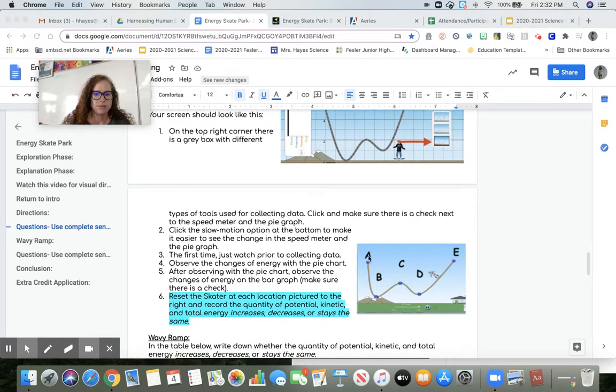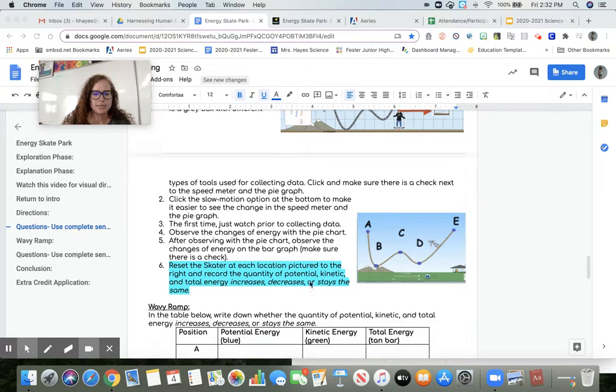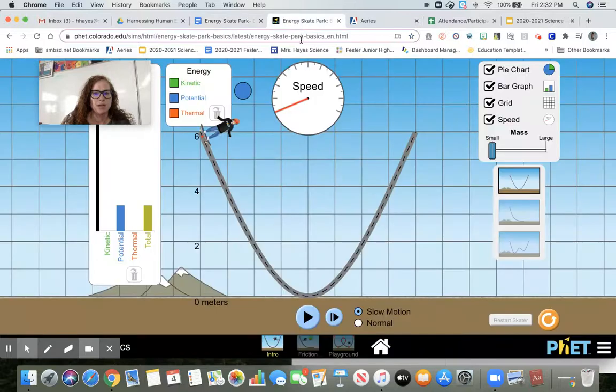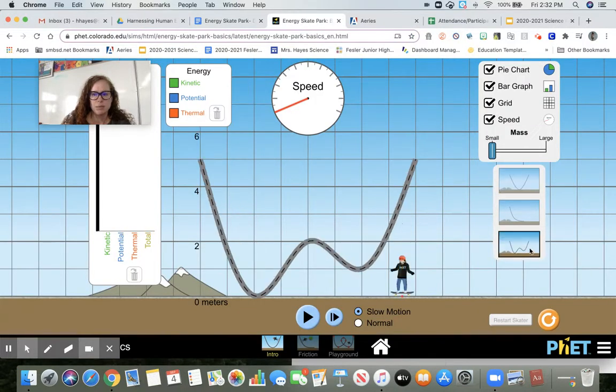So again, we're going to have this imaginary A, B, C, D, E, and we are going to do the same type of thing. We're going to look at, as the skater moves from A to B, from B to C, from D to E, the potential energy, the kinetic energy, and the total energy. All right, so let me get to that ramp.